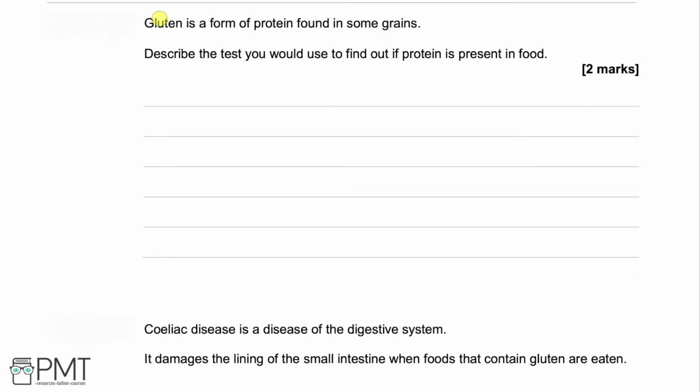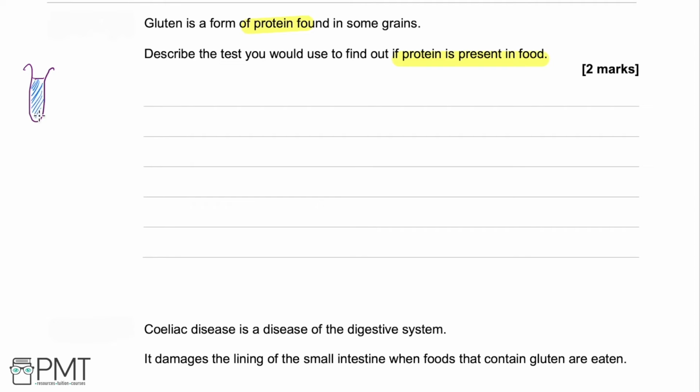Gluten is a form of protein found in some grains. Describe the test you'll use to find out if a protein is present in food. So we're trying to find a food test. And for proteins, this is the Biuret test. So first of all, we take our food sample, and if it is solid, we'll have to grind it down, for example, in a pestle and mortar to create a liquid. Or if it is a liquid, we can use it as it is.